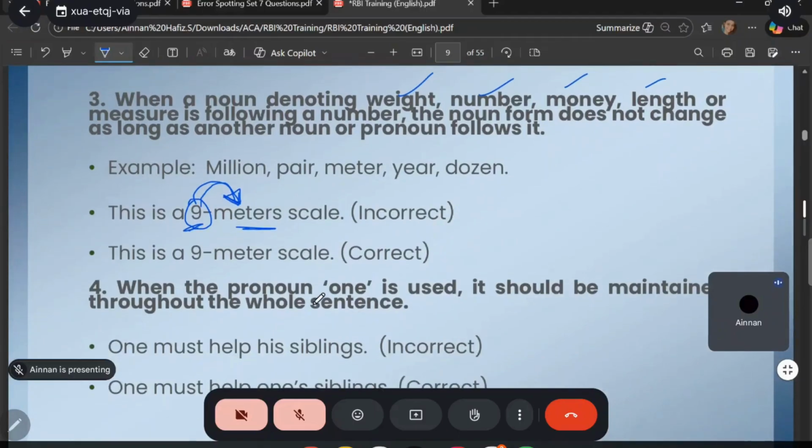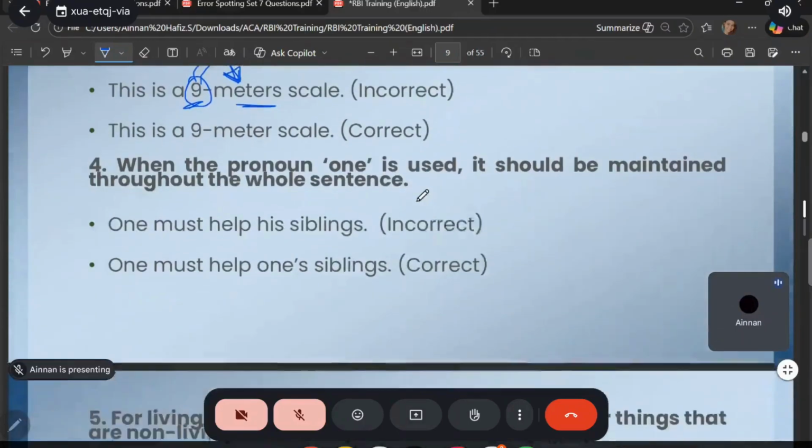Okay, did you get this? This happens only in cases where weight, number, money, length, or a measurement is involved. Okay, please make a note of this for the ones who have just joined. If it's your first class, please make a note of it. Can we move on to the next one? Yes, ma'am. Okay, next question.